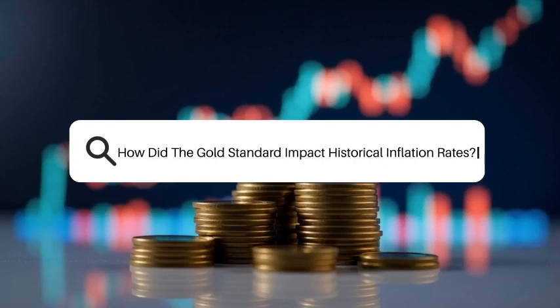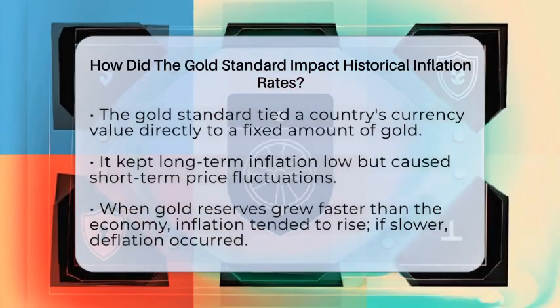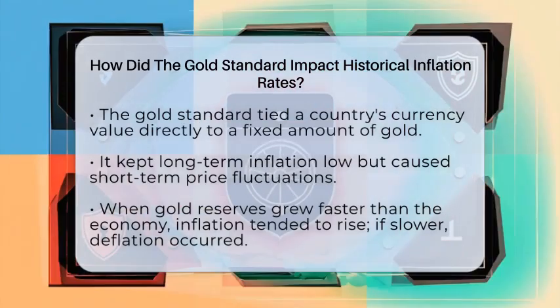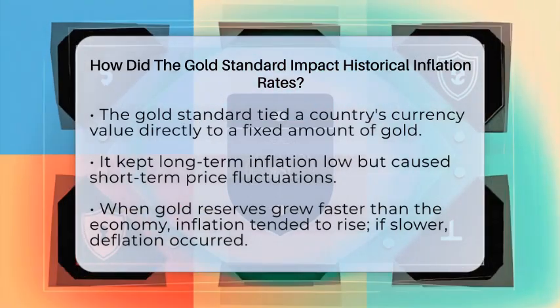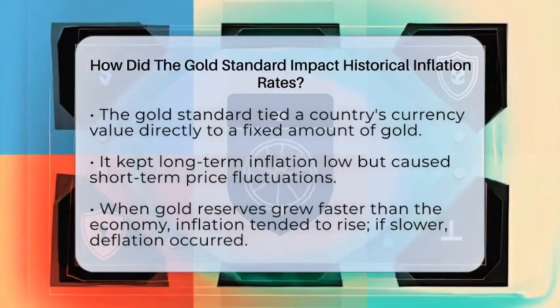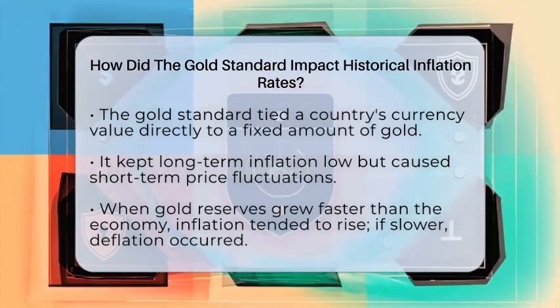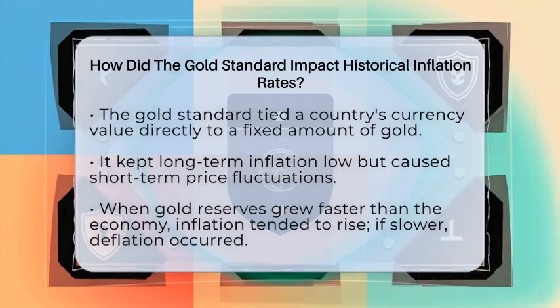How did the gold standard impact historical inflation rates? Imagine a world where the value of money is tied to a fixed amount of gold. That was the essence of the gold standard, a system used by many countries in the past. This system had a big effect on how prices changed over time. It kept inflation low over long periods but also led to some sharp ups and downs in the short term.